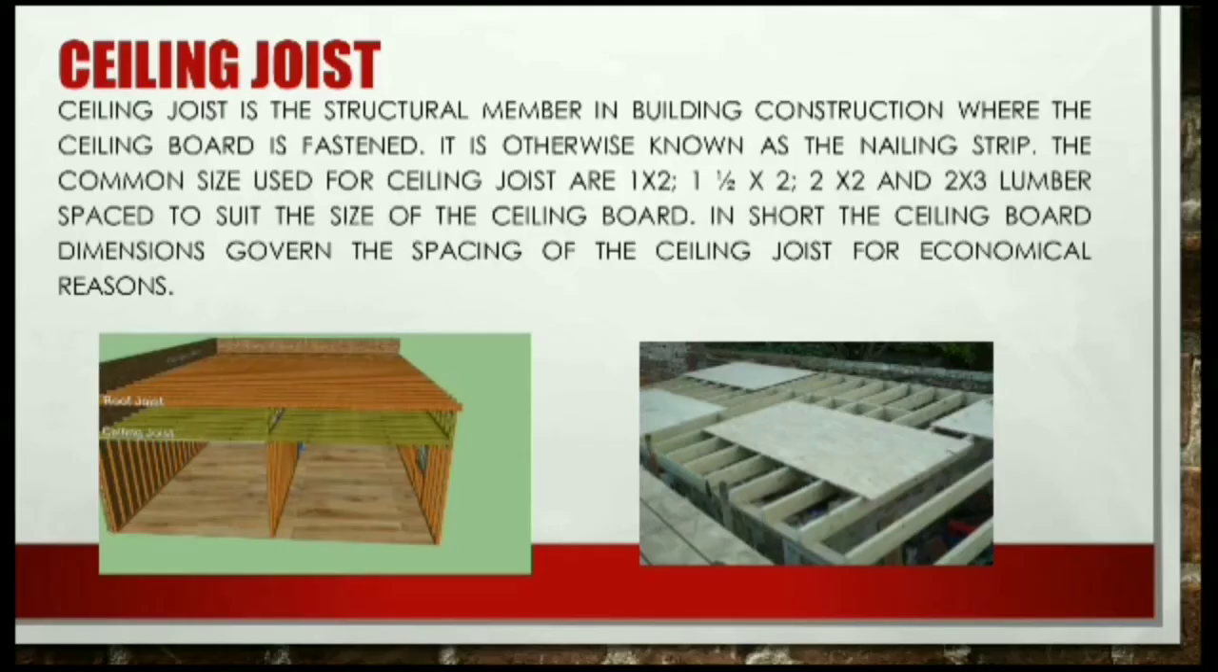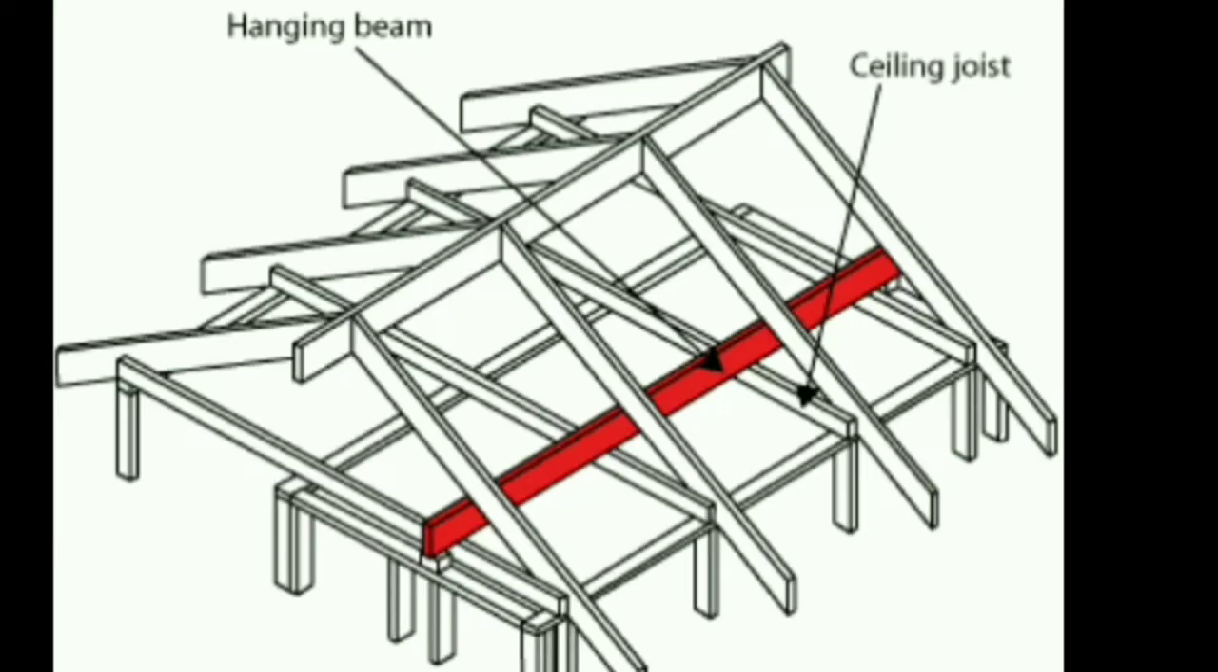So next, for ceiling joist, by definition, a ceiling joist is a structural member in building construction where the ceiling board is fastened, otherwise known as the nailing strip. The common sizes used for ceiling joists are 1x2, 1.5x2, 2x2, and 2x3 lumber spaced.